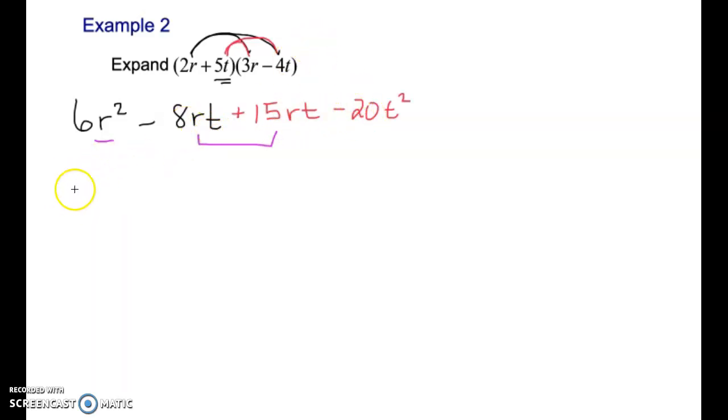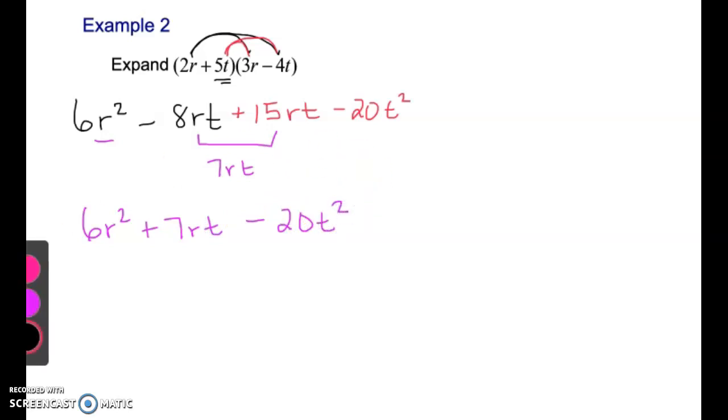And when we do that, we will get 7rt, okay? So when we combine negative 8rt plus 15rt, we are left with 7rt. So our expression here is going to be 6r squared plus 7rt minus 20t squared.